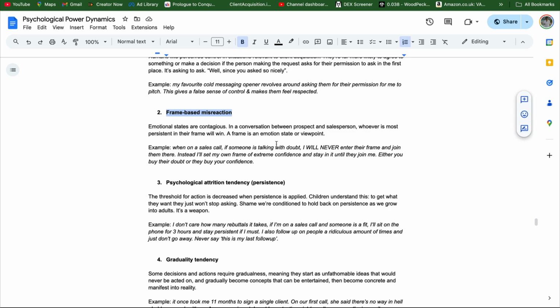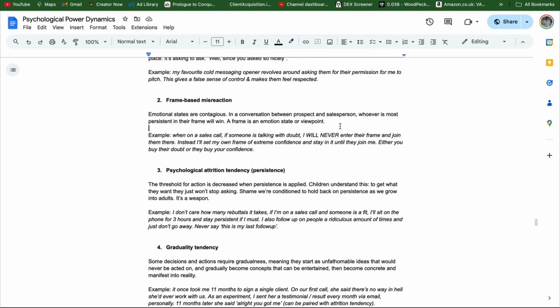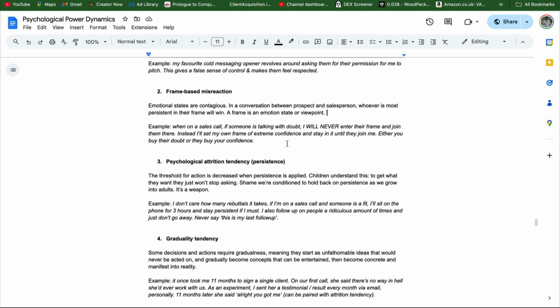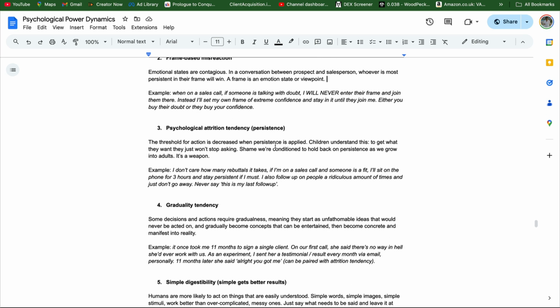2, frame-based misreaction. Emotional states are contagious. In a conversation between prospect and salesperson, whoever is the most persistent in their frame will win. A frame is an emotion, state, or viewpoint. Example, when on a sales call, if someone is talking with doubt, I will never enter their frame and join them there. Instead, I'll set my own frame of extreme confidence and stay in it until they join me. Either you buy their doubt or they buy your confidence.